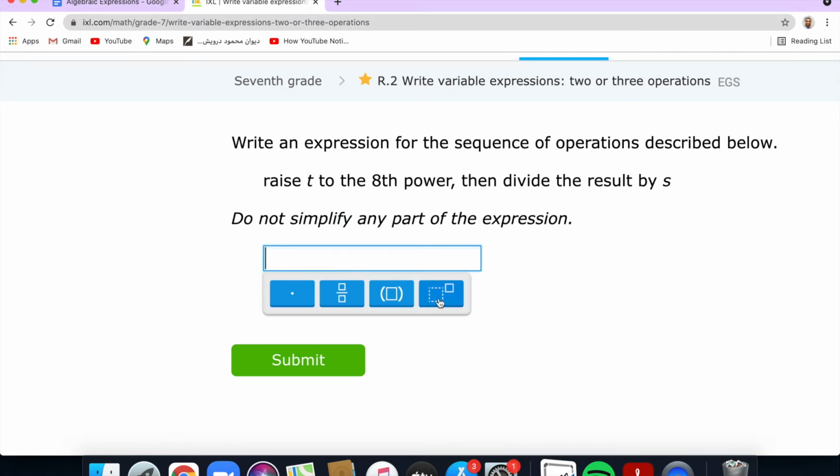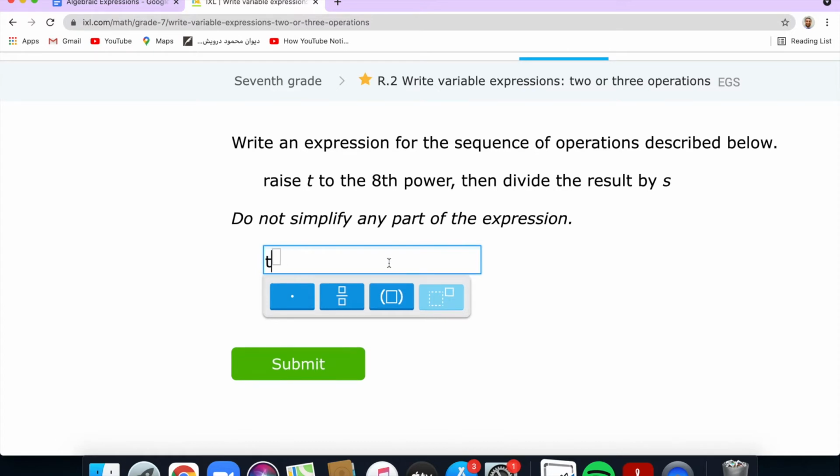Raise t to the power 8. So I use this for power. T is the base, the exponent, which is the power, is 8. Now I need to go down again. So click the right arrow on your keyboard. Then divide the result by s. So let me write slash s, which is division.